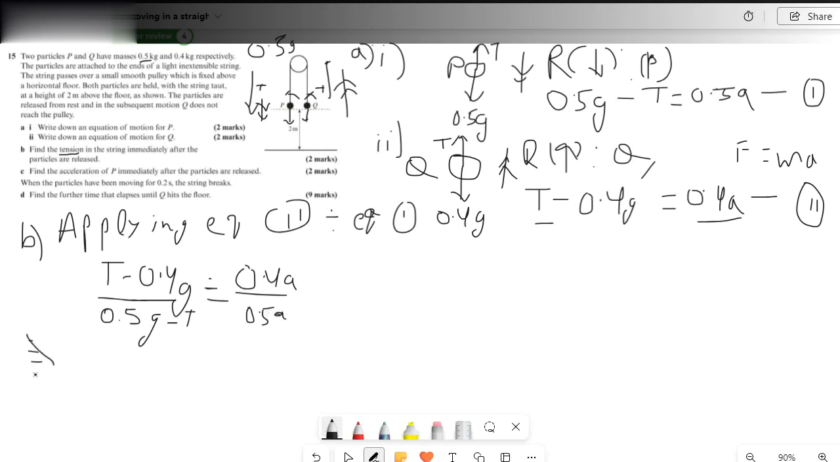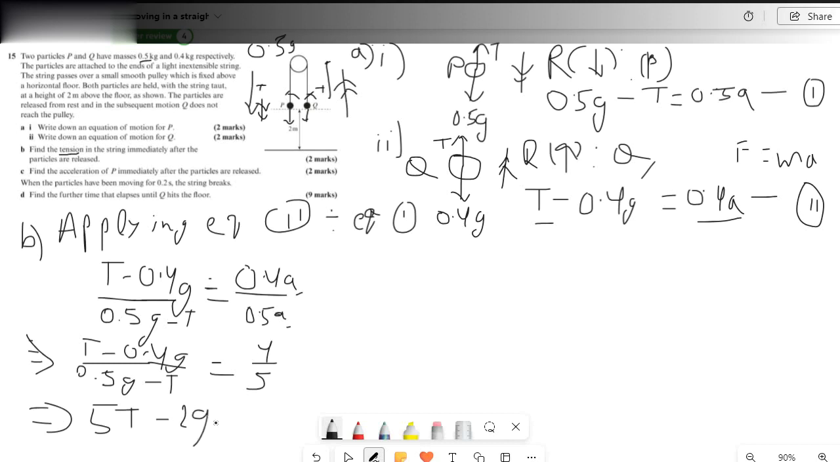So you can see that the a terms cancel each other out, and we have T minus 0.4g divided by 0.5g minus T equals 4 over 5. So therefore, by cross multiplying we get 5T minus 2g equals 4 times 0.5g, which is also 2g, minus 4T.